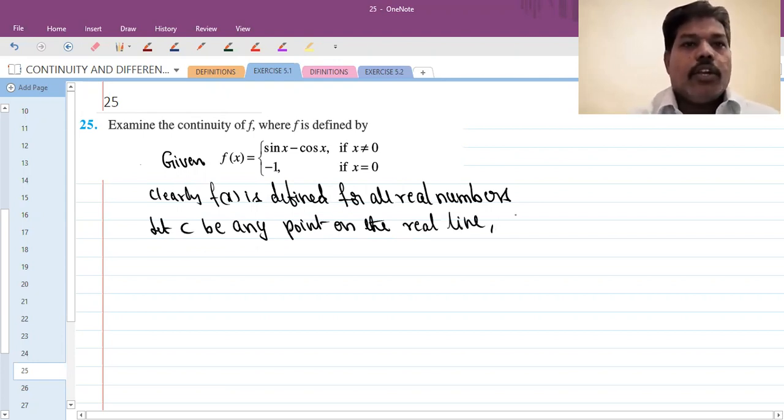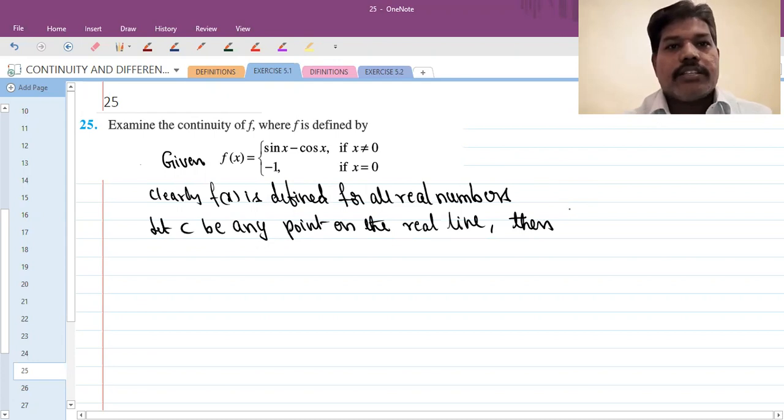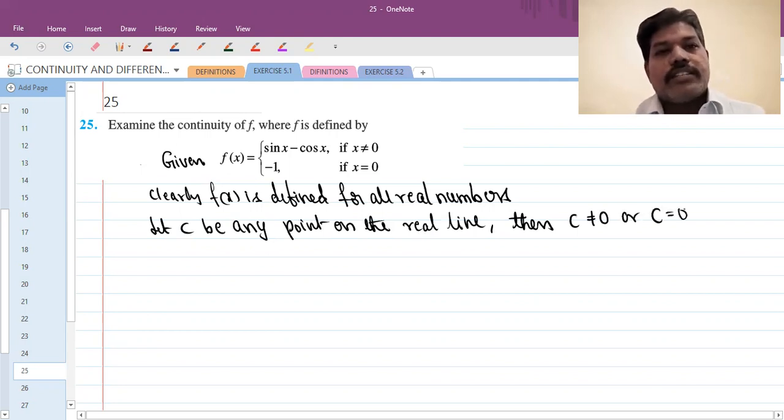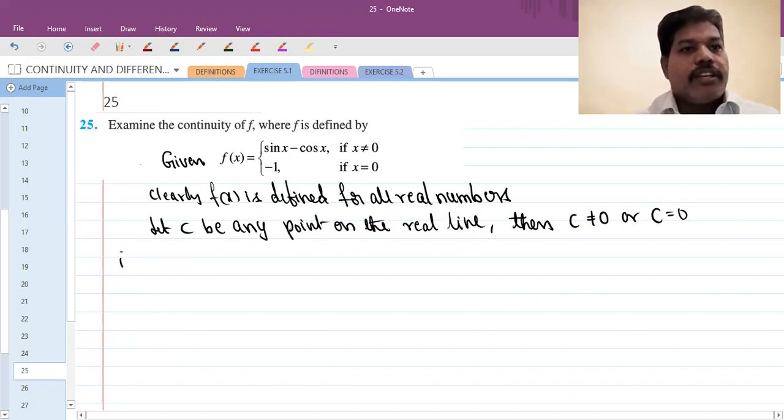Then you will get three cases. No, you will get two cases only here. What is that? The function is defined for x not equal to 0 and for x equal to 0. So here you will get two cases. First one is C not equal to 0, or C is equal to 0. So two cases will arise. For that, I will take the first case.